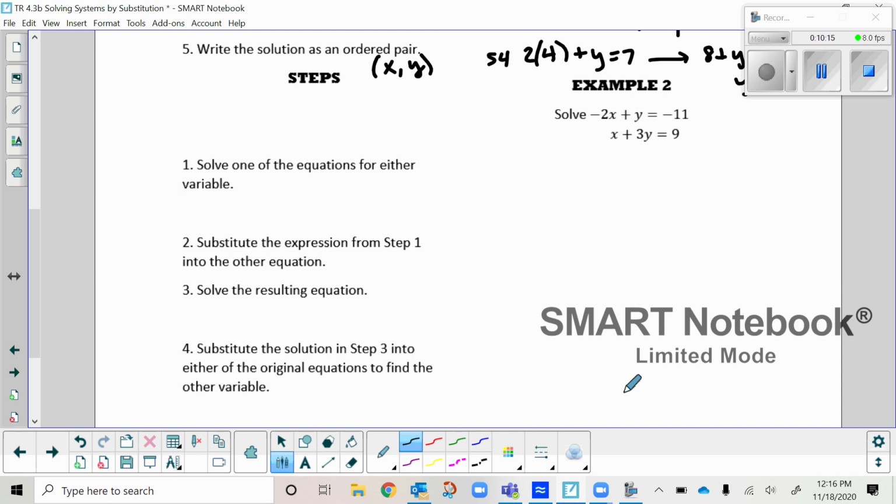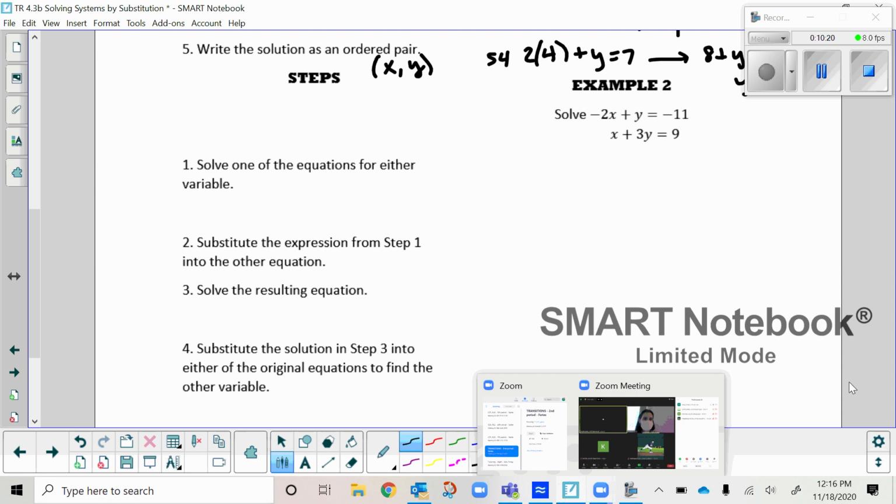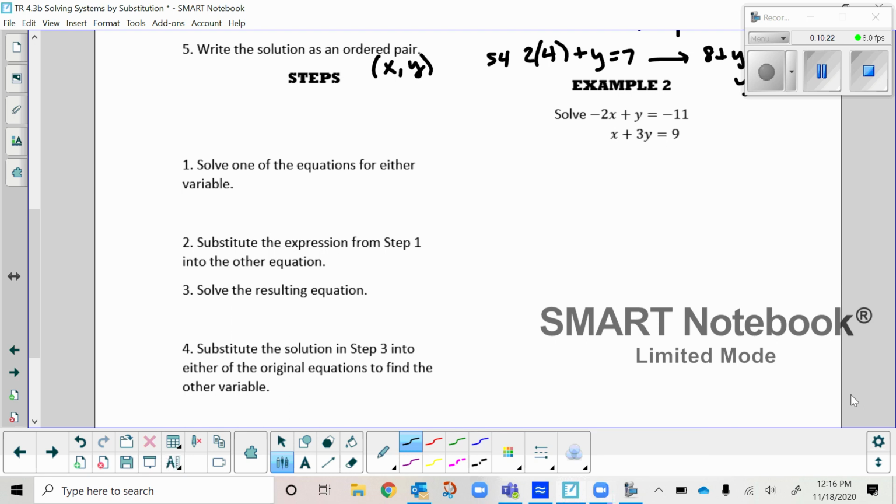Matthew, are you still there in Zoom? Did you solve the first equation for y or the second equation for x? For y? Okay, I'll start like that. So I'm going to solve the first equation for y. Who in class did that as well? Who in class did the first equation for y?